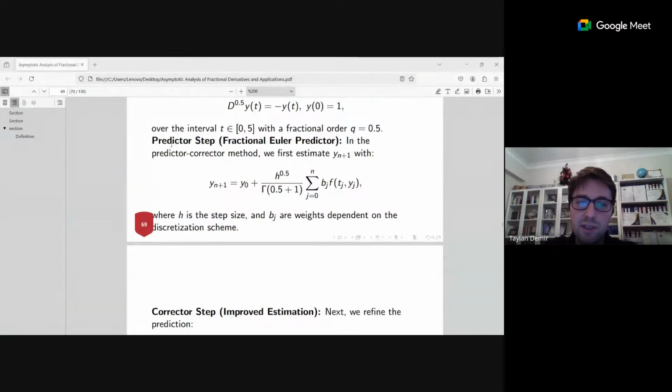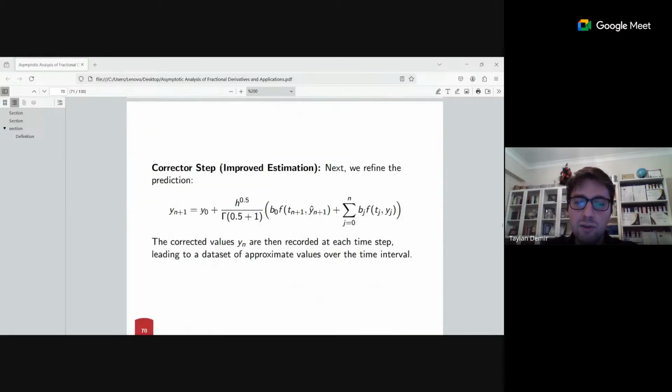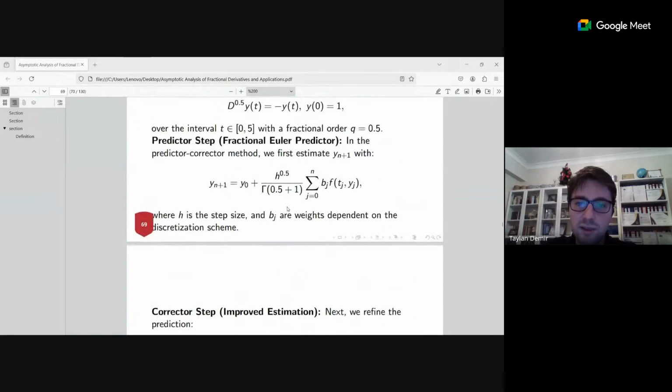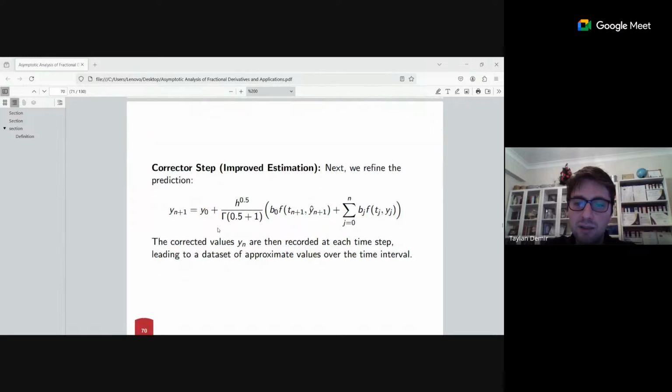we give the predictor step, for example, the fractional Euler predictor. Here h is the step size and p sub j are weights dependent on the discretization scheme. And the corrector step is another step to understand our numerical results. This is the improved estimation, and this type is the prediction of our model.